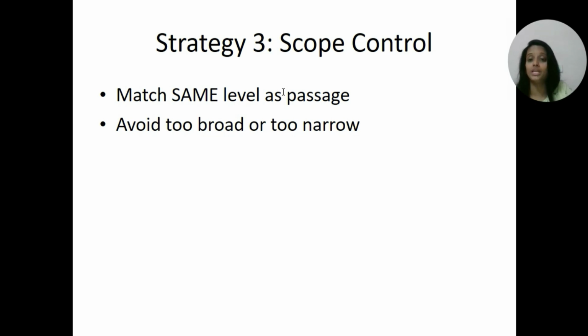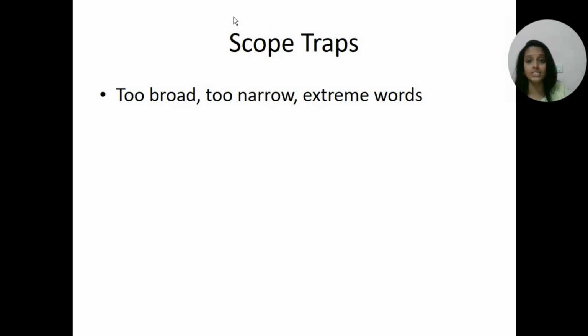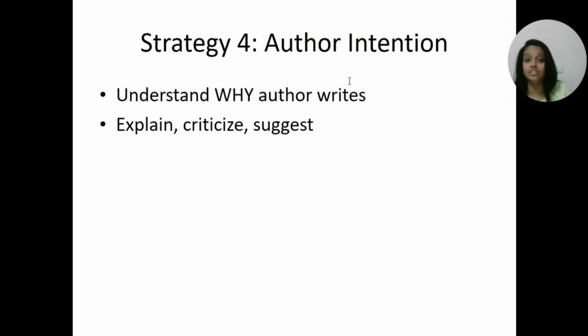Sometimes it's too narrow and only focuses on one detail. Sometimes there are extreme words like always, only, completely, all. So in this situation, you have to ask yourself, does this option match the same level as the passage? Your golden rule here is: correct answer means same scope, wrong answers mean scope mismatch. Got it?